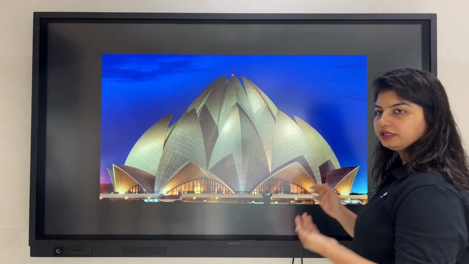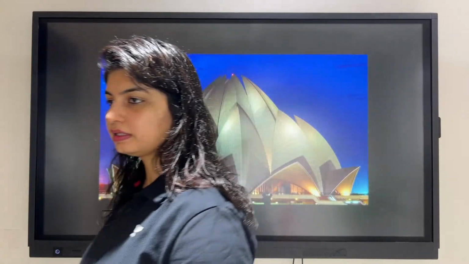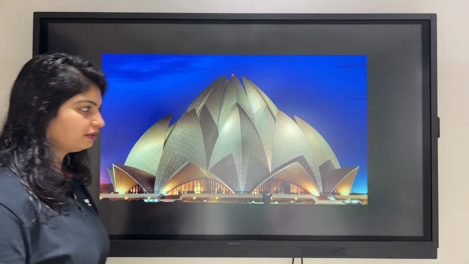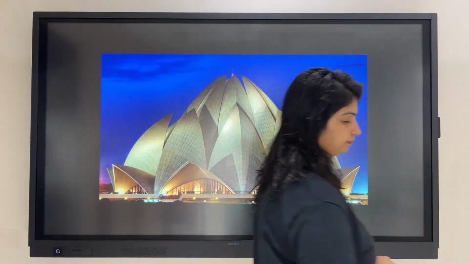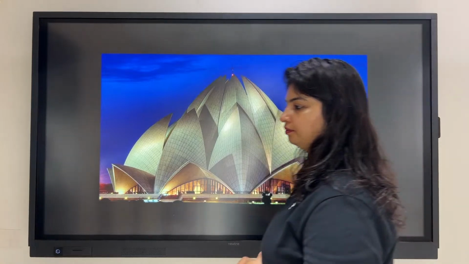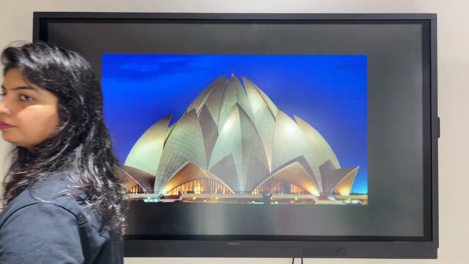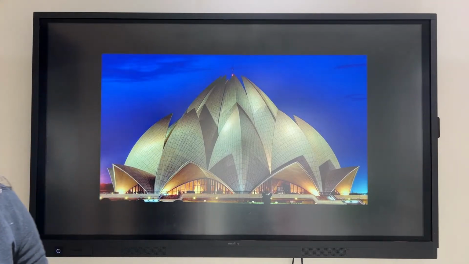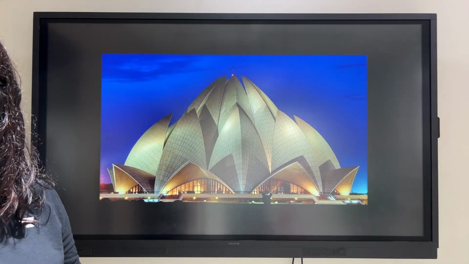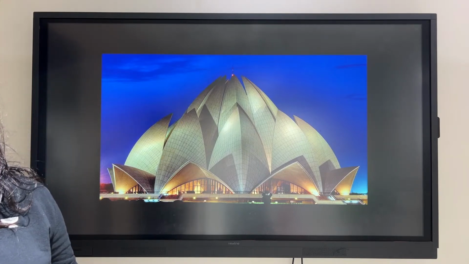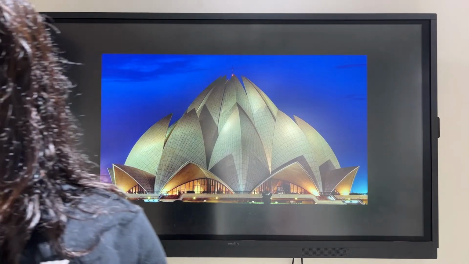So anybody could name this for me? Which one is this? Yeah, MS, Lotus Temple. Where is it located? Lotus Temple. Where is this? Yeah, Tejaswini. It's in Delhi.